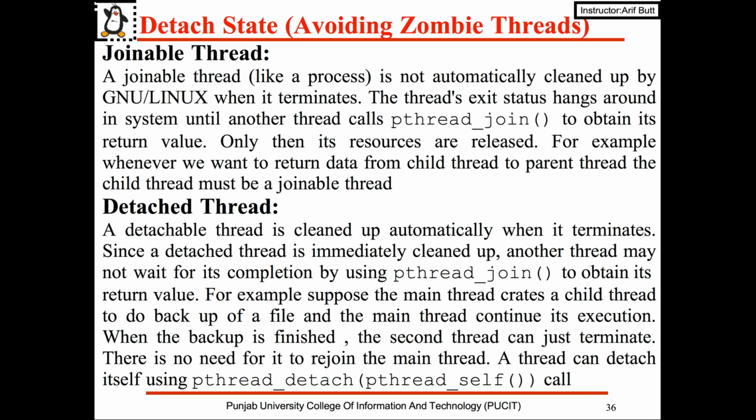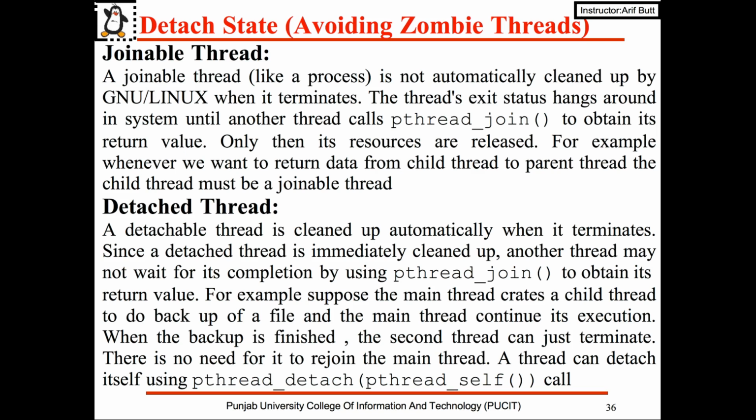For example, whenever we want to return data from child thread to parent thread, the child thread must be a joinable thread. This is a way of avoiding zombie threads. A thread can also be a detached thread. Well, remember, joinable is the default behavior, the default attribute. On the contrary, a detached thread is cleaned up automatically when it terminates. Since a detached thread is immediately cleaned up, another thread may not wait for its completion using pthread_join to obtain its return value.